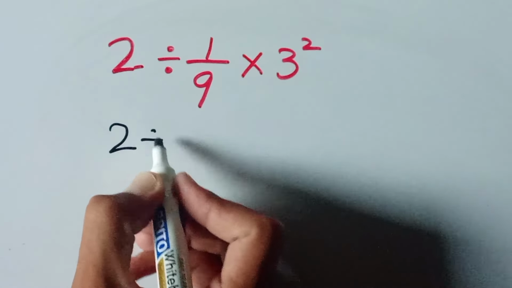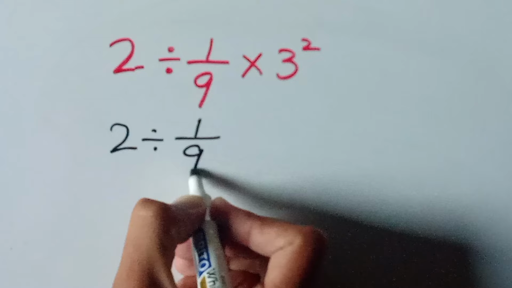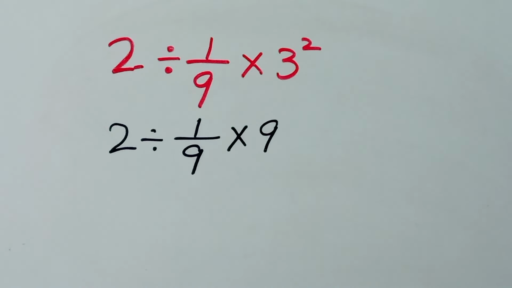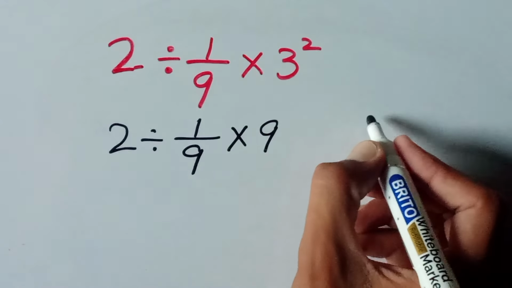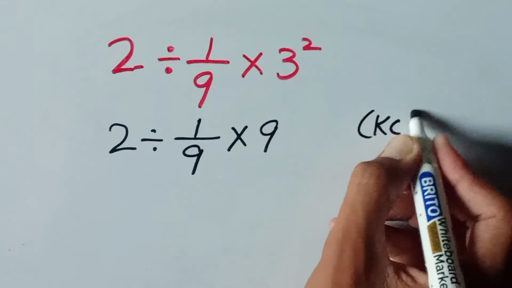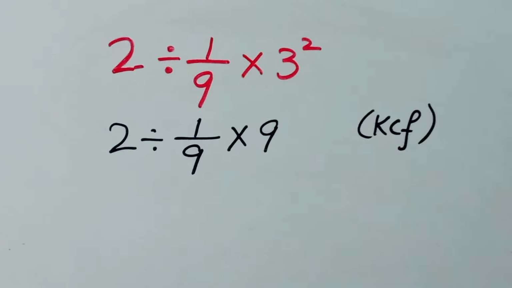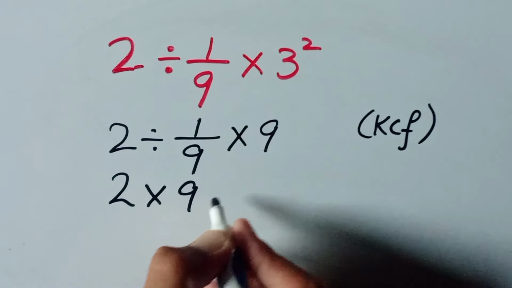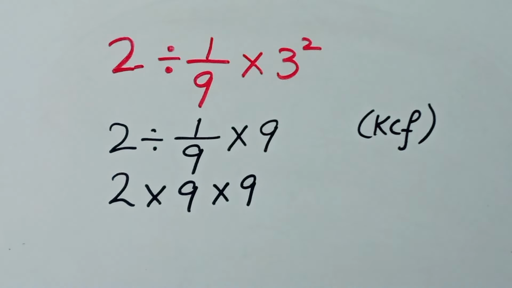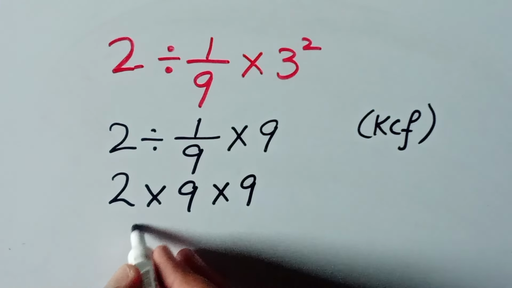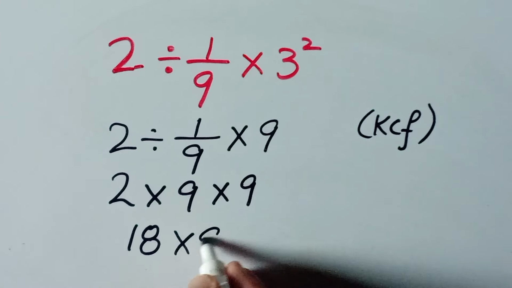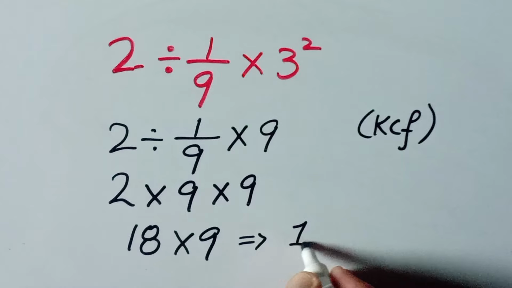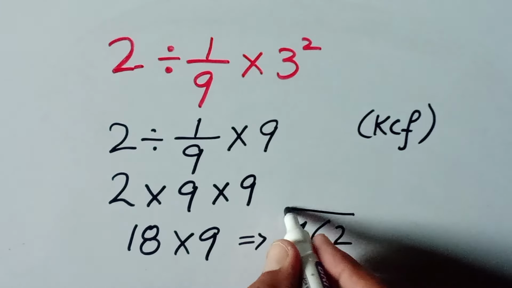So 2 divided by 1/9 multiplied by 9. Okay guys, now here according to the KCF rule, where K stands for keep, C stands for change and F stands for flip, we can write it as 2 multiplied by 9 multiplied by 9. Here guys, 2 times 9 equals 18, times 9. 18 times 9 equals 162. Guys, this is the final answer of this expression.